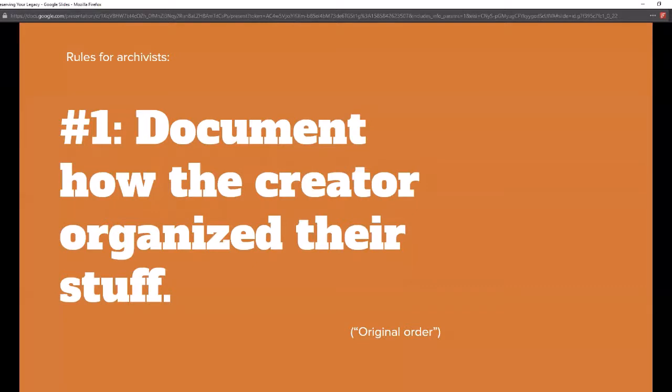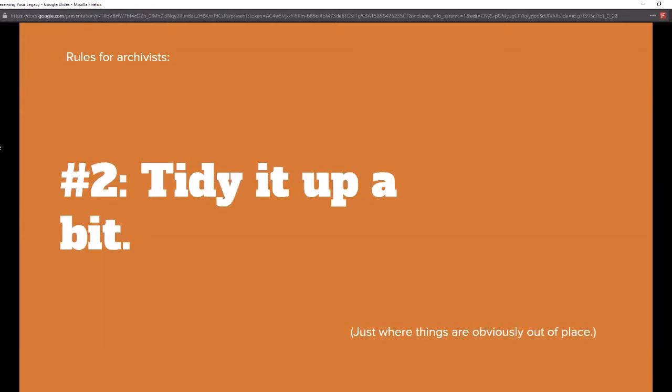So the principle that we operate by, number 1, is called original order. It really just means that we document the order in which we get stuff. So when you take stuff out of your filing cabinet and put it in boxes and send it over to the archives, we pay attention to that order.